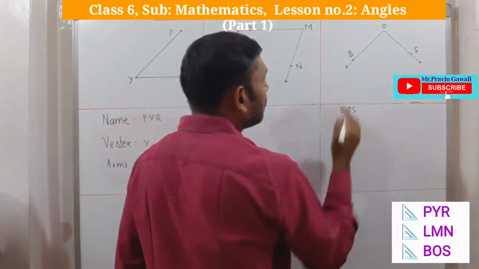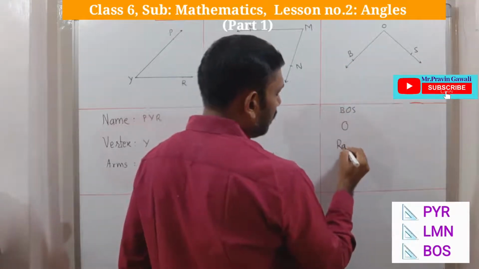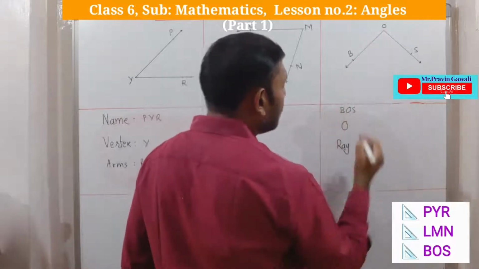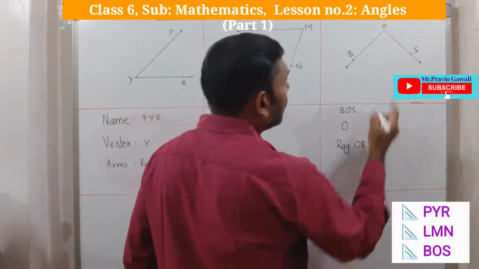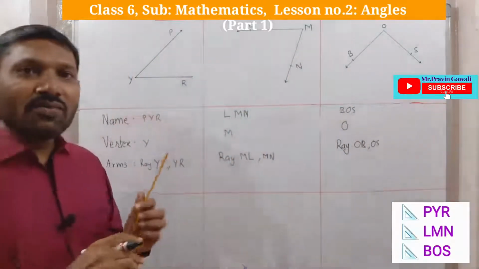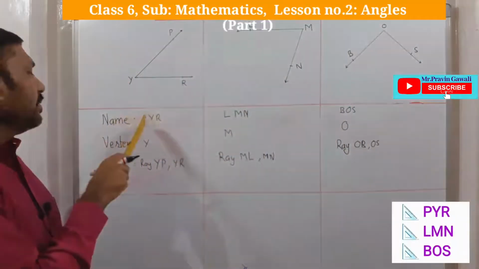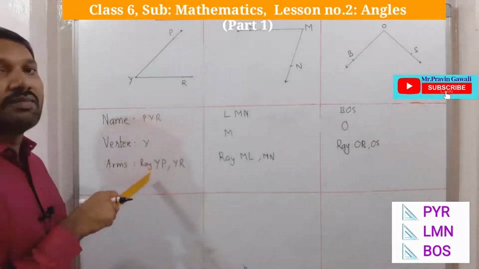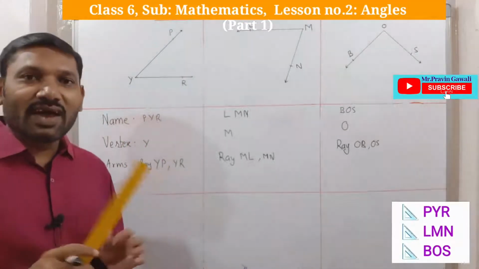Yes. And arms, ray OB and OS. Okay, student, have you understood now? Yes. Name, vertex and arms of the angle. Okay, got it now? Very good.